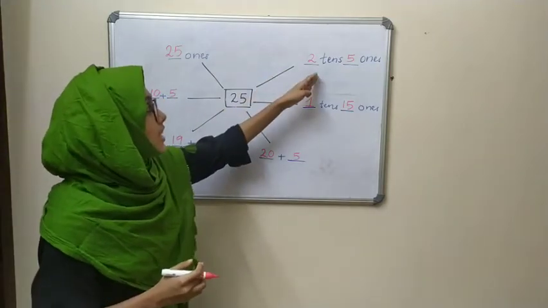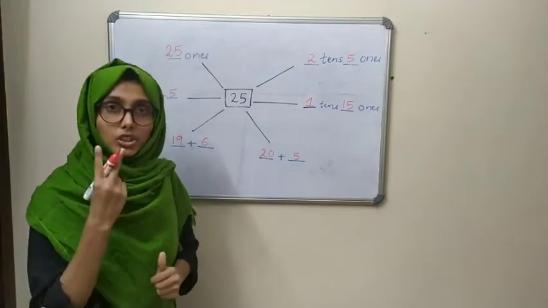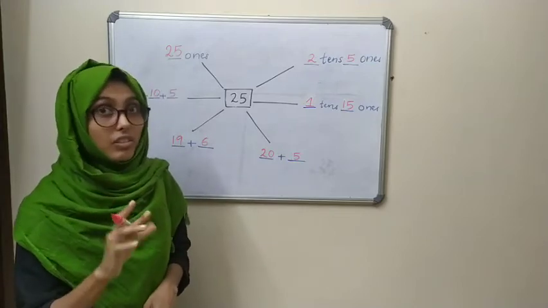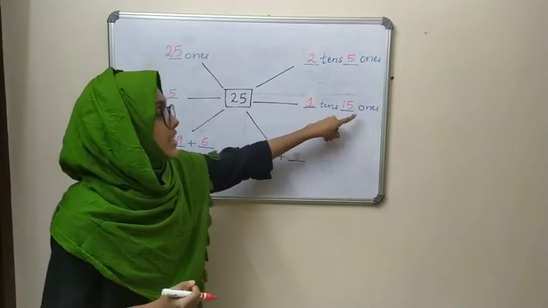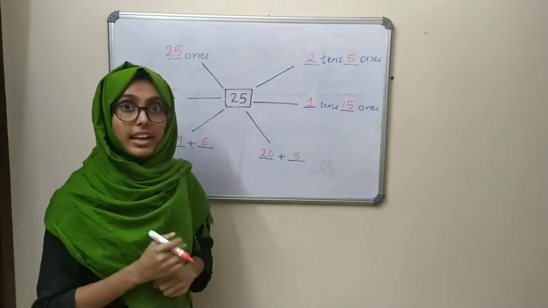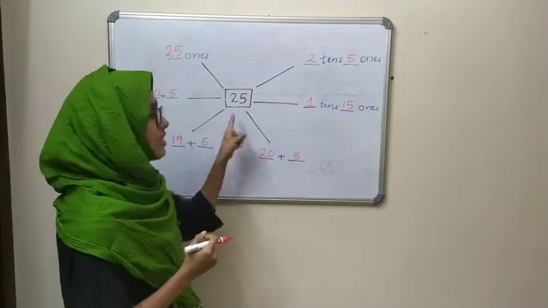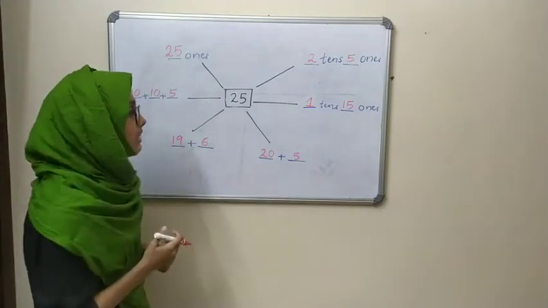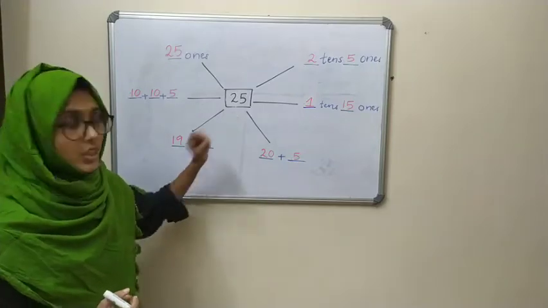So first one is 2 tens and 5 ones. That is, you have 2 10 rupee notes and 5 1 rupee coins. So 25. Here 1 tens and 15 ones. So you have 1 10 rupee note and 15 1 rupee coins. So again 25. Now here in these two you can add 2 numbers and they become 25.